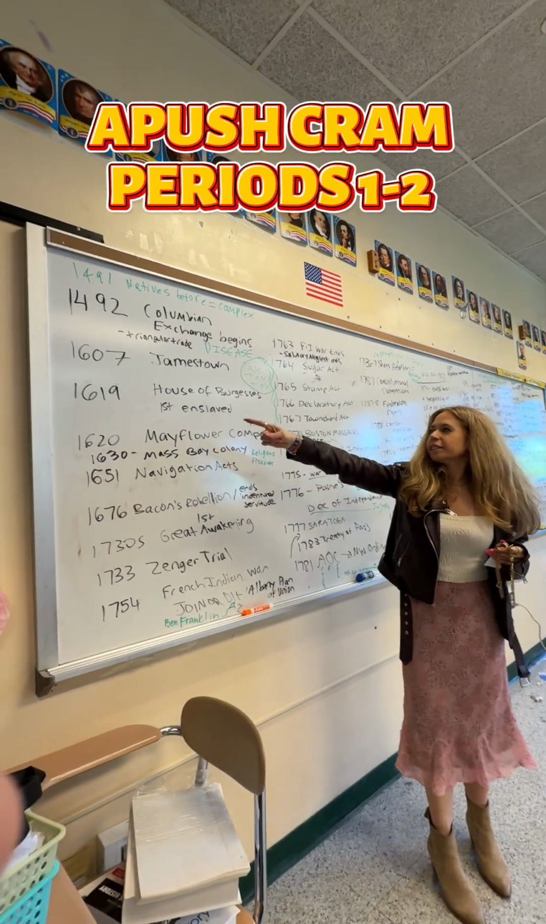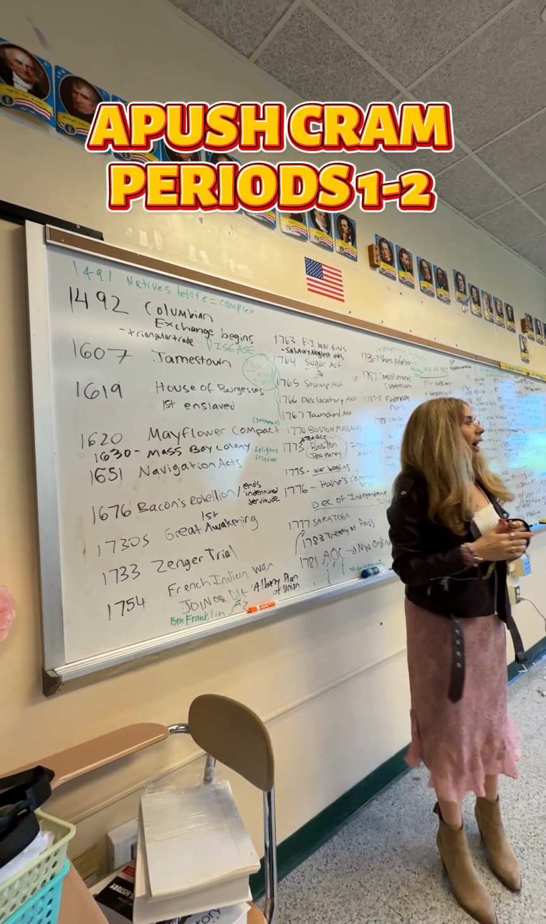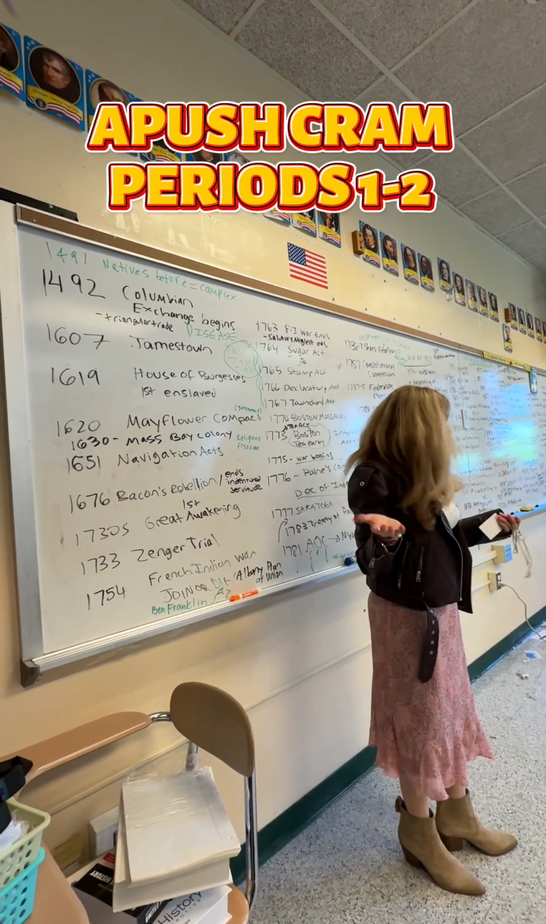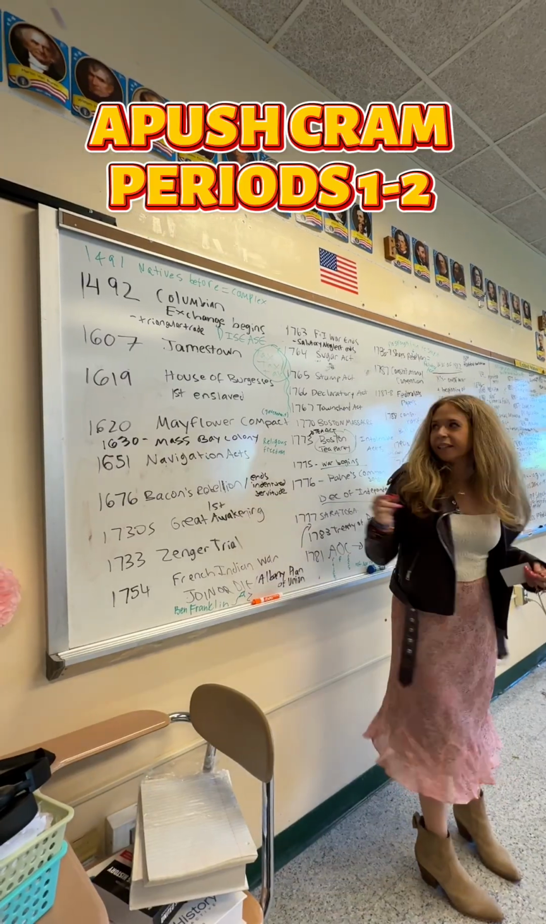1619, the House of Burgesses. The first enslaved people arrive in Virginia. Reminder, this is not everything. This is just an overview timeline, right? Feel free to jump in if we're missing anything.